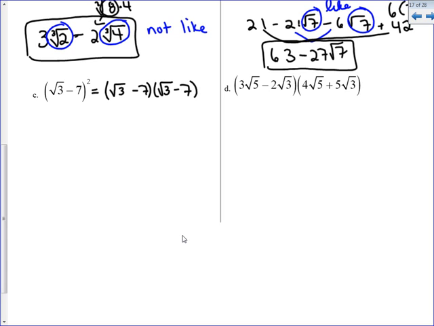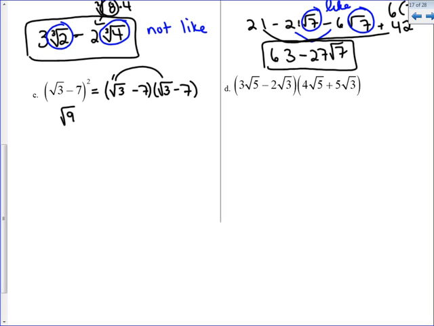So let's go through our FOIL. Our first is the square root of 3 times the square root of 3. There's two different things you could write here, depending on how simplified you want to get at the beginning. Square root of 3 times the square root of 3 is the square root of what number? 9. You've got to multiply those radicands even if they are the same.